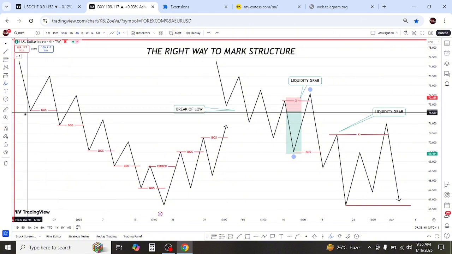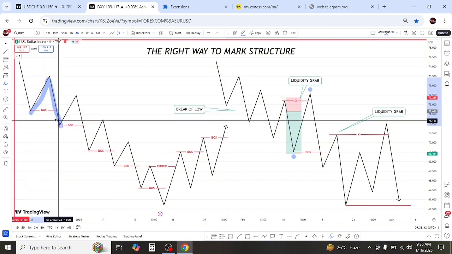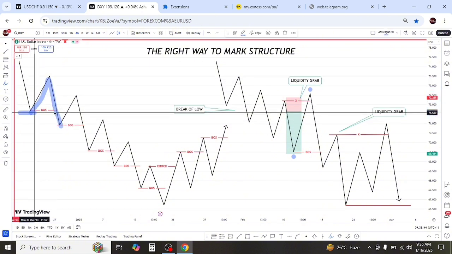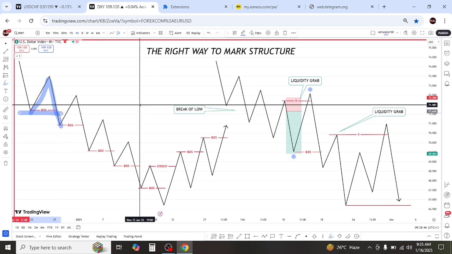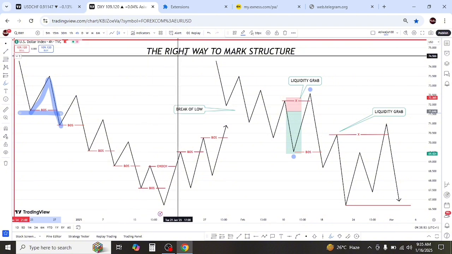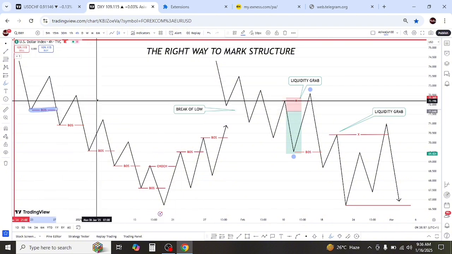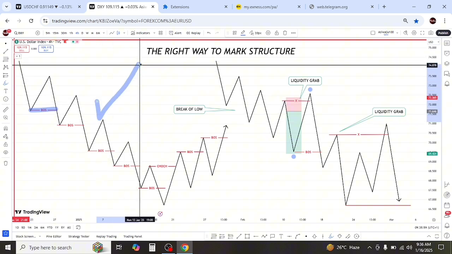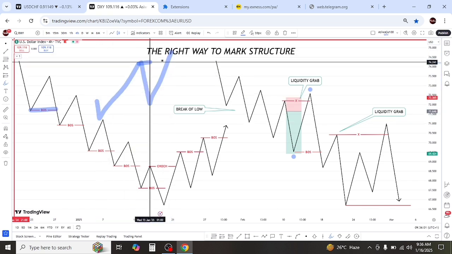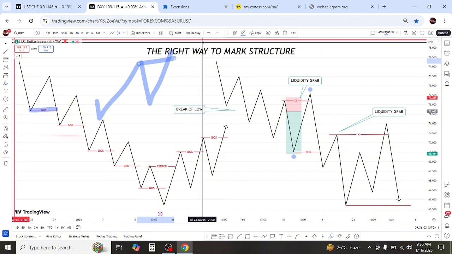So anytime we have a break of low like this, what we've been taught is that we have a break of structure. That's what most people believe, and that's what even some professional traders believe, that anytime we have a break of low like this or a break of high in the market, that signifies a major break of structure, which is totally wrong.